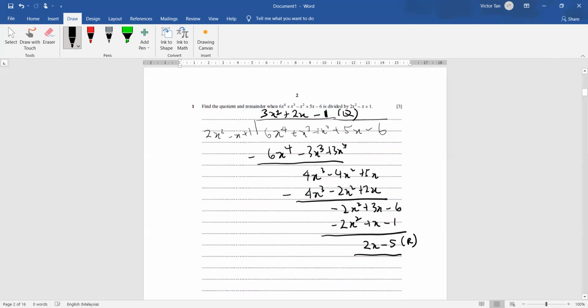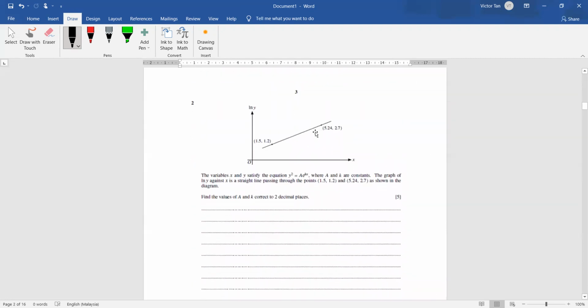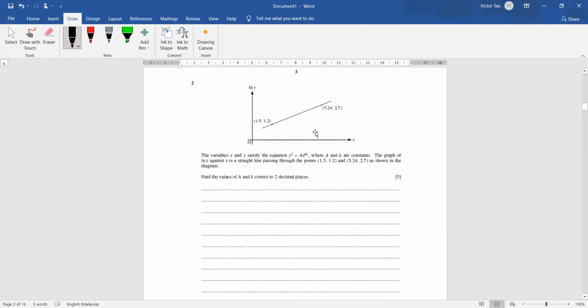Okay, that's it. Next. The variables x and y satisfy the equation y squared equals a e to the power of kx, where a and k are constants. The graph of ln y against x is a straight line passing through the point as shown in the diagram. Find the value of a and k. So what I'm going to do is first change the equation to the linear form. This is an easier way.